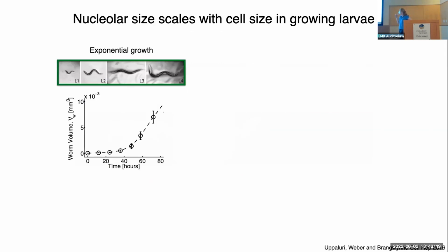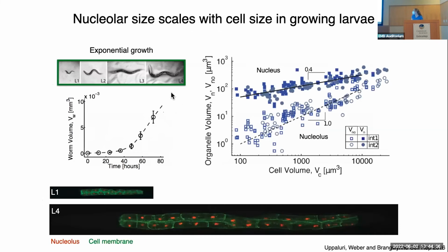So the first one that we looked at, or actually Shivanti Upaluri, another postdoc in Cliff's lab, looked at before we left, was during larval development. As I mentioned, when the worms hatch, they're tiny and cute, but then they grow exponentially very, very quickly. And so to keep up with this growth, the size of a nucleolus actually scales linearly with the size of the cell from an L1 larva, so the first larval stage, to the L4 larva. And interestingly, we were surprised that the nucleolus itself does not scale sublinearly.